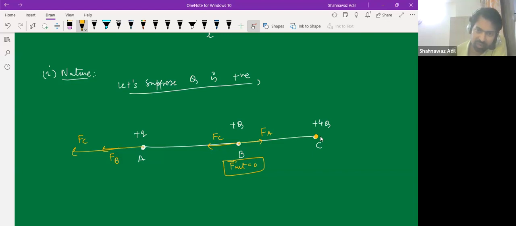These are plus Q and plus 4Q, plus, plus, so they will repel, right? So will this be repelled or attracted, right or left? Left would mean that this charge is attracting this one, but it is not. So this would be right. And what about this FB, right or left?